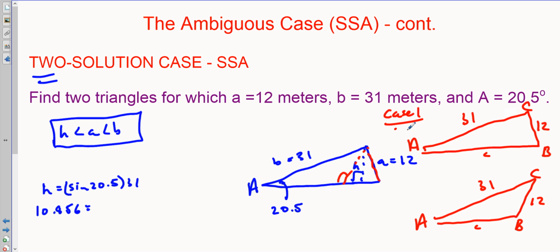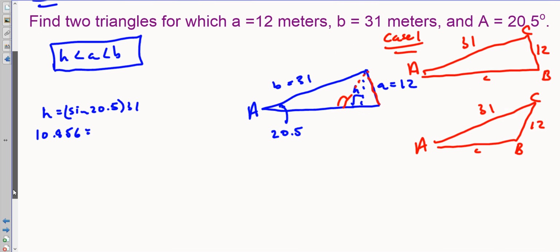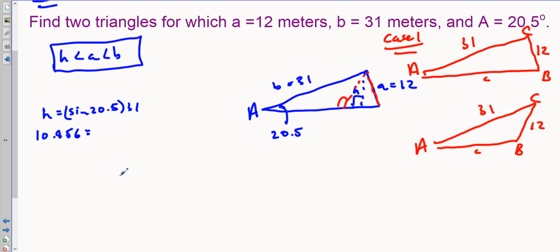We'll call it case one right here. Okay, and to figure this one out, we're going to use the law of sines. So we're going to start with case one, and this is generally what we write. We write case one or example one.